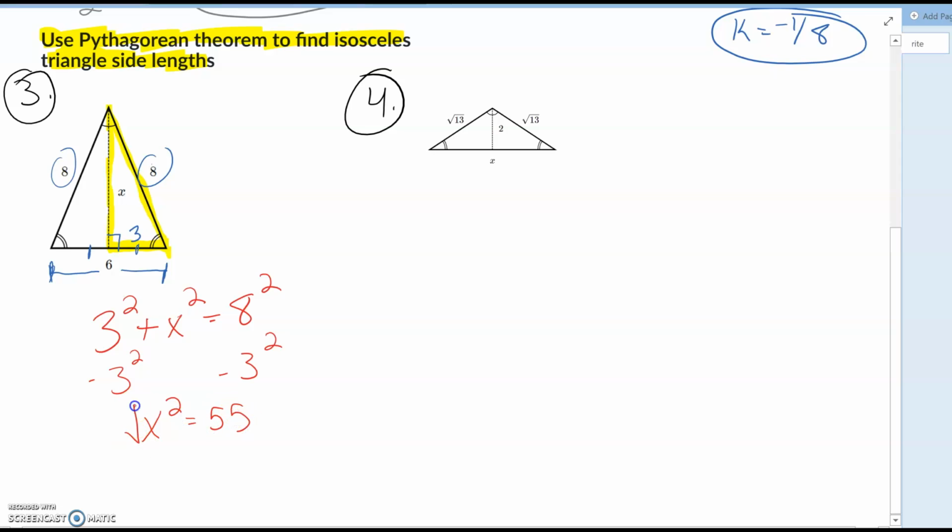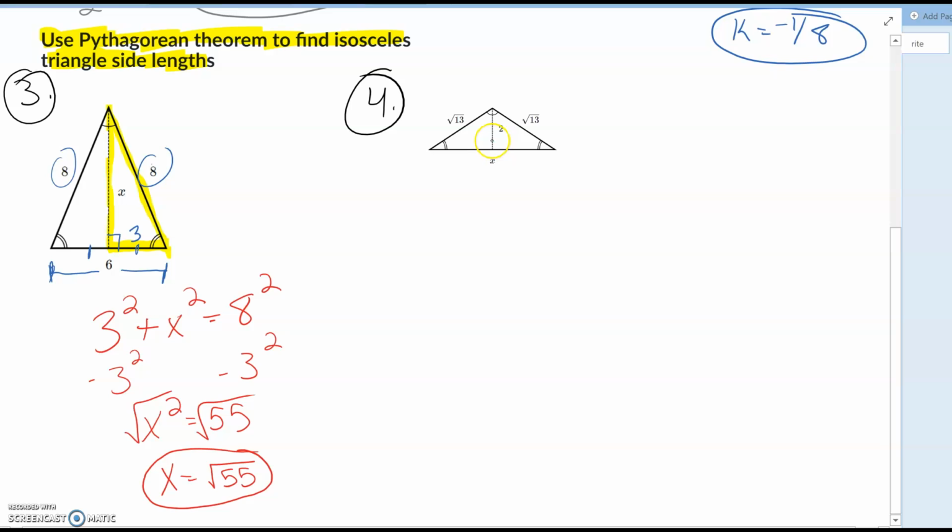And I believe Khan Academy gives you multiple choice answers. So you have x equals, and it has just square roots. It doesn't actually make it a decimal. So it'd be square root of 55 is your answer. So again, you can have that as one of your multiple choices. All right, and then here, make sure you can rewind, you can pause whenever you need to.